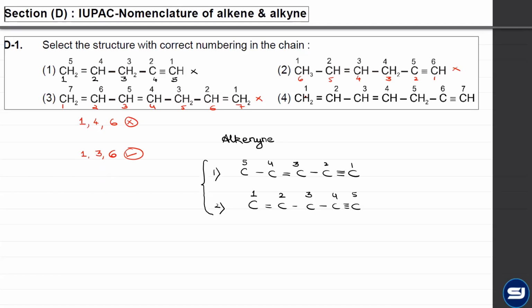आंसर हो गया 4. 4th is correct because double and triple में priority double को जाती है, तो left hand side से numbering correct है.